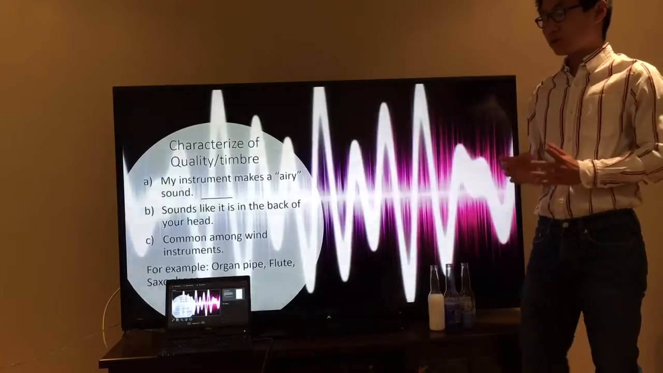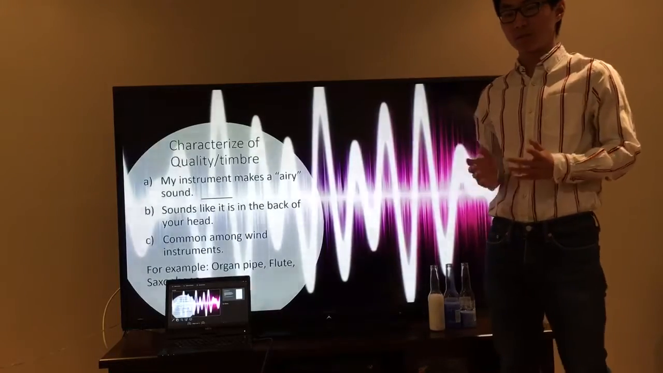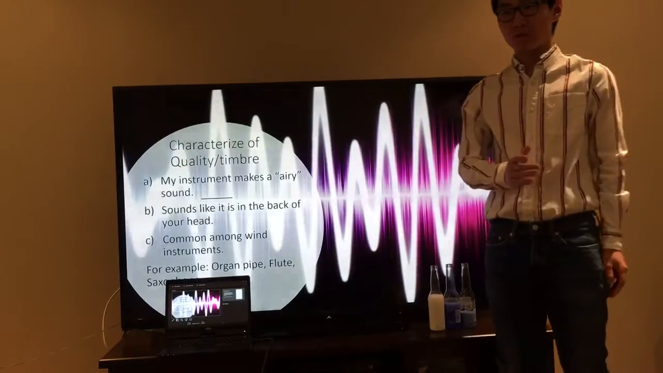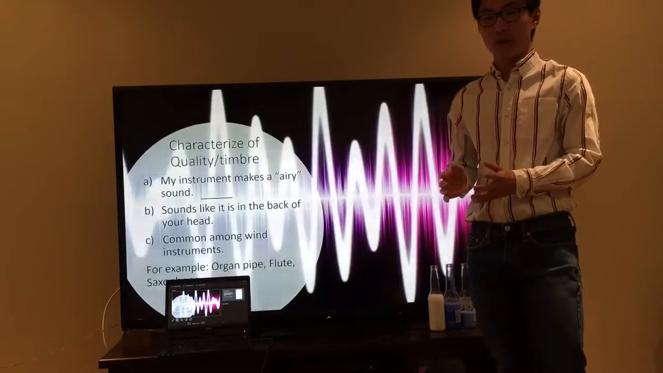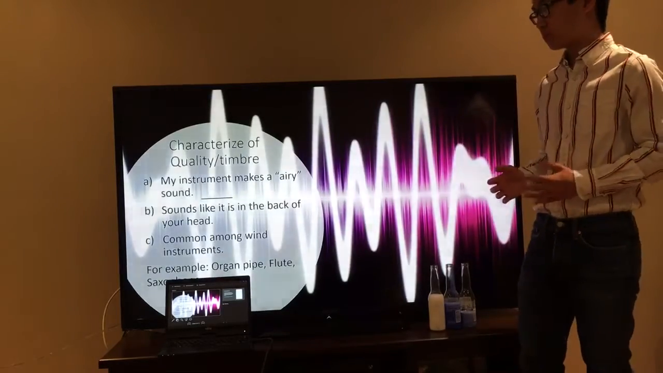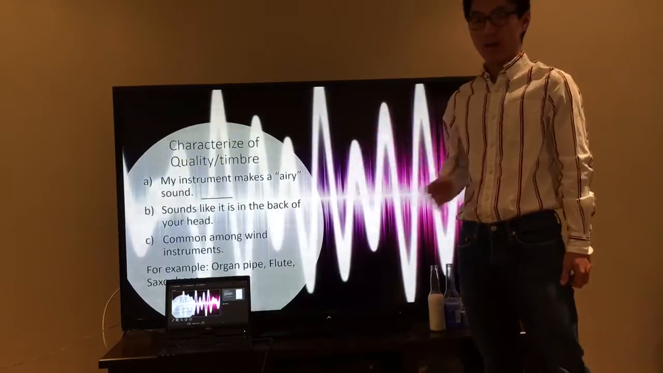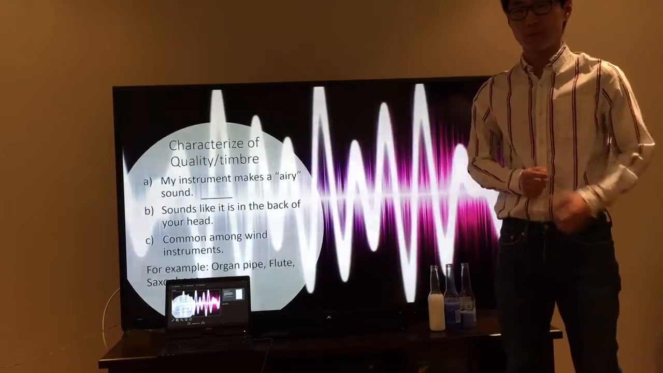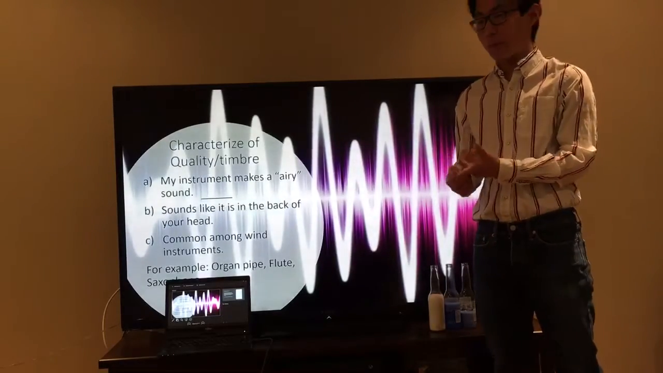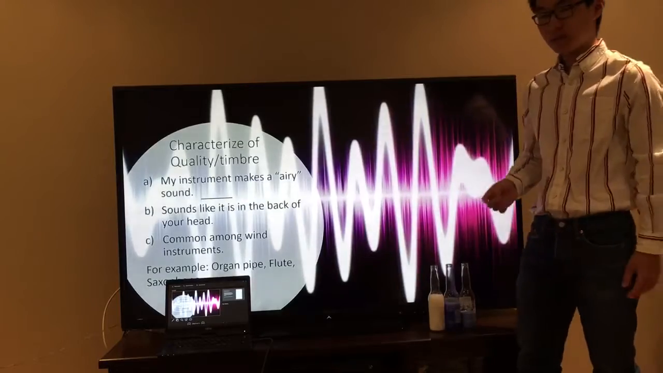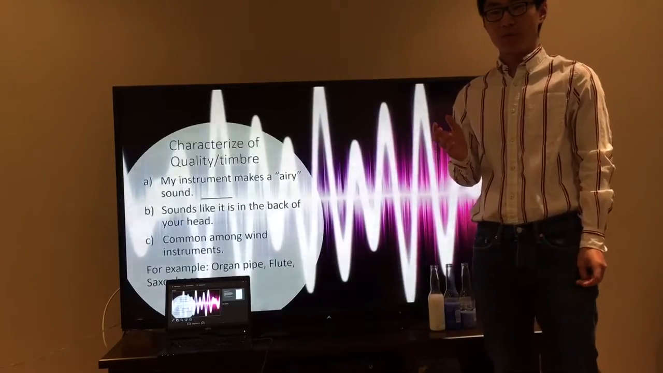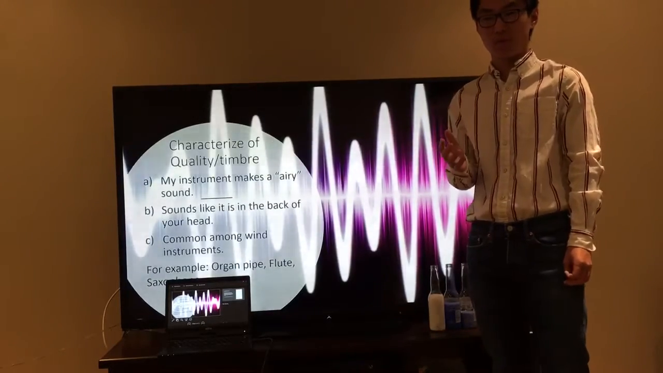Now, characterize the quality of the sound that is produced from the instrument. What this question means is, what kind of sound is it, and what does it sound like while it is produced? My instrument makes an airy sound, just like many other wind instruments, such as the flute, the organ pipe, and many more. It sounds like the back of your head, but you can't really describe it in words.